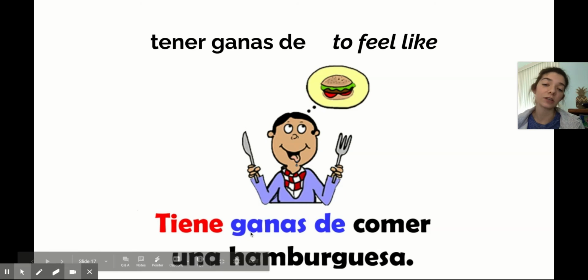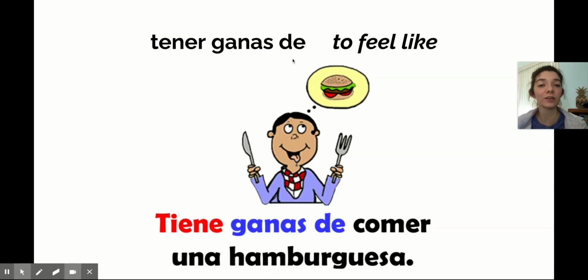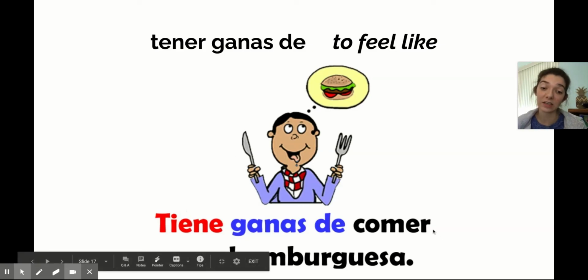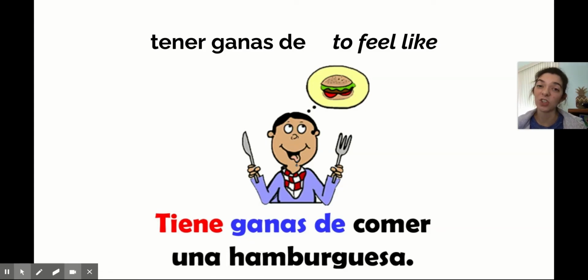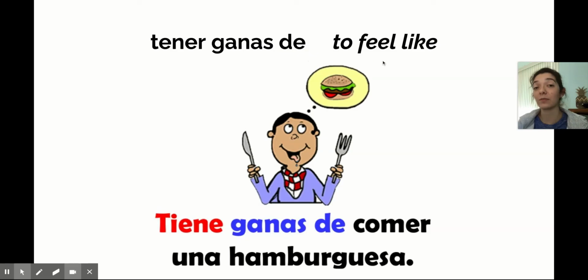And the last one, guys, tener ganas de. Okay, it's right here. It's really hard to find a picture for this. So if somebody uses this phrase, tener ganas de, literally they're saying to feel like. I feel like doing this. This guy tiene ganas de comer una hamburguesa. This guy feels like eating a hamburger, right? So this phrase, tener ganas de, it means to feel like.